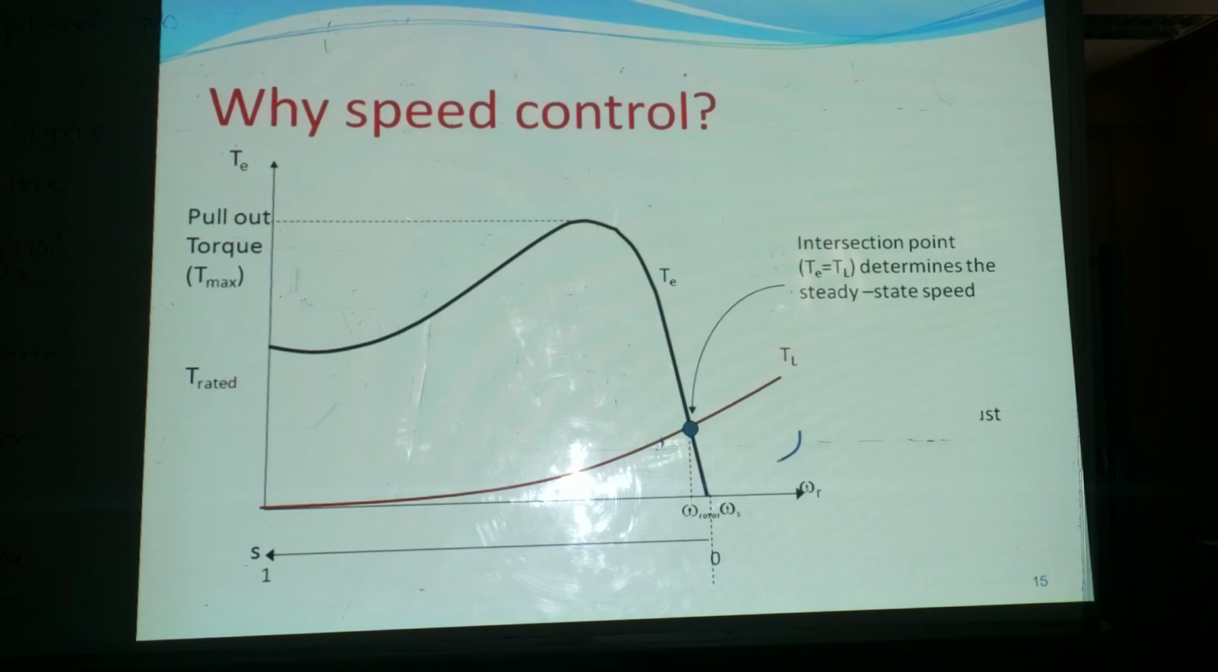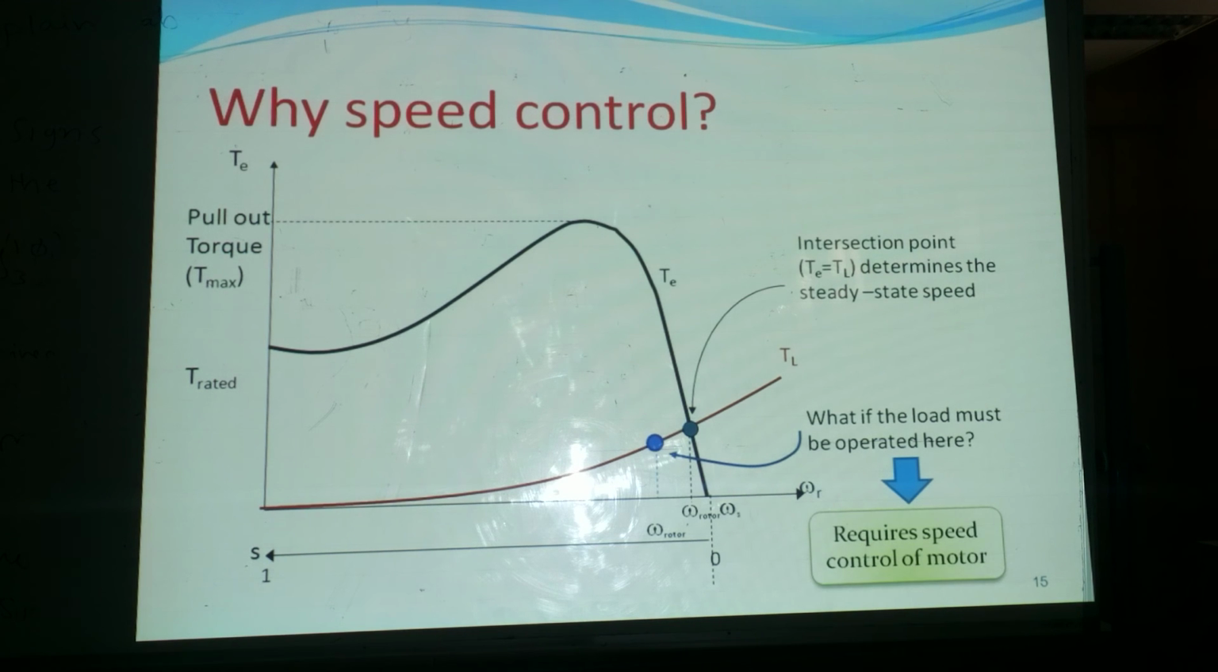Now, why speed control? Maximum torque is nothing but pull out torque, right? So this is the operating point where the load torque and speed torque characteristics meet, in steady state operation. Suppose you want to reduce the speed, that means to move this operating point. What do we do? For this we need to go for speed control, that means it requires adjusting the speed of the induction motor.